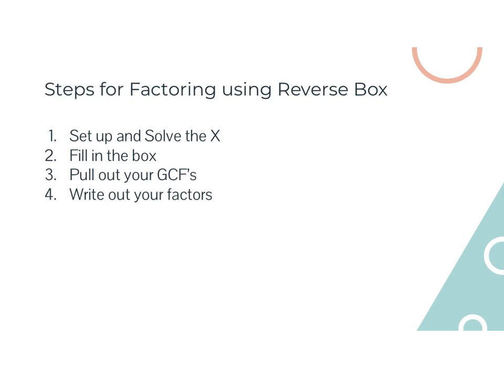All right, so if you are a step-by-step person and you like to follow a process, here are some steps laid out for you. So the steps for factoring using our reverse box. The first thing that we're going to do is set up our x and solve it just like we did yesterday in our notes. So look at your quadratic, find the ABC, set up your x, find those two factors that multiply to the AC, add to the B. Okay. Then with those two factors, we're going to fill in a box. We're going to set up a box and we're going to fill it in with the factors that we have. And then we're going to pull out our GCFs from each side. And then we're going to write out our factors that we get from pulling out those GCFs.